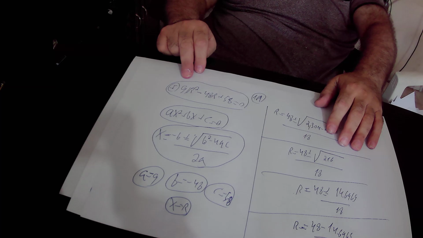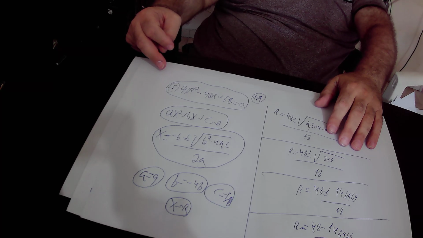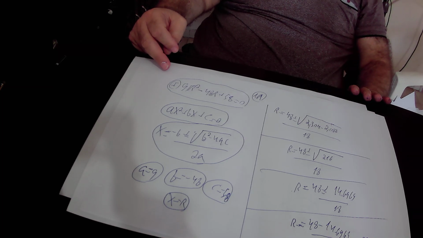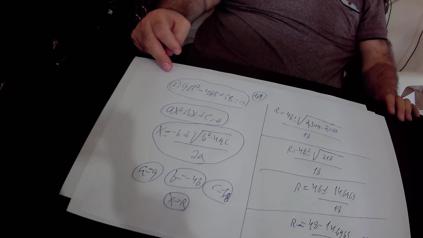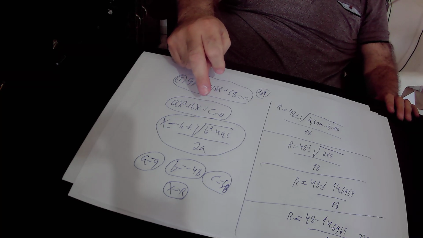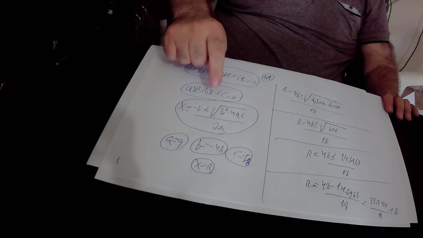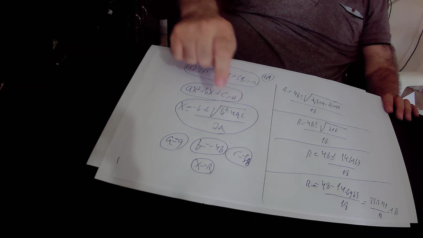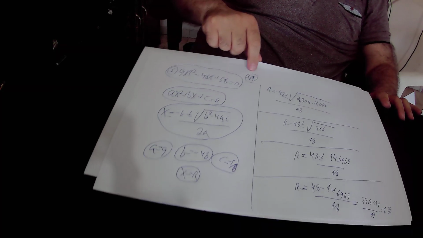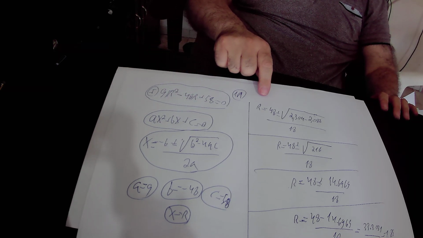The general form of a quadratic equation is AX squared plus BX plus C equals 0. Here A, B and C are the coefficients of the quadratic equation, and X is the variable we are looking for. We find the value of X according to the formula X equals minus B plus or minus the square root of B squared minus 4AC, over 2A. In our specific equation, A equals 9, B equals minus 48, and C equals 58. The variable we are looking for is R, so X equals R.